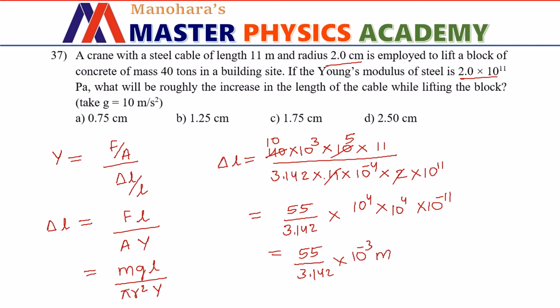But if you look at the options, all options are given in terms of centimeter. So 10 power minus 2 meter is centimeter. Hence I can write this way. So it is going to be 5.5 divided by 3.142 into 10 power minus 2 meter, which can be written as centimeter directly. Now if you estimate the value of 5.5 divided by 3.142, you are going to get the answer equal to 1.75 centimeter. So the correct option is option C.